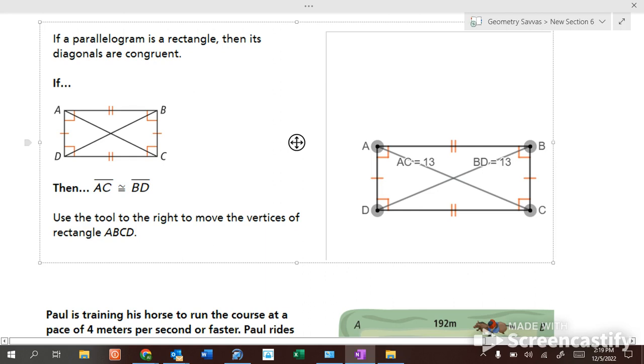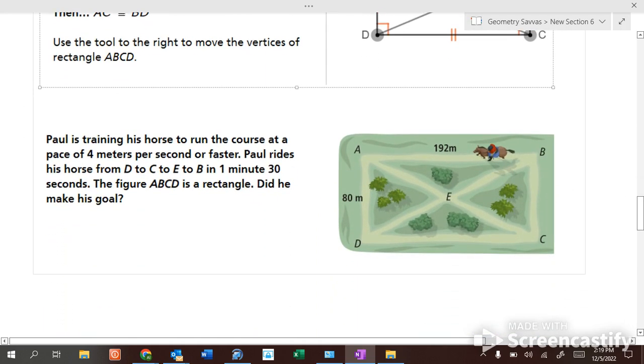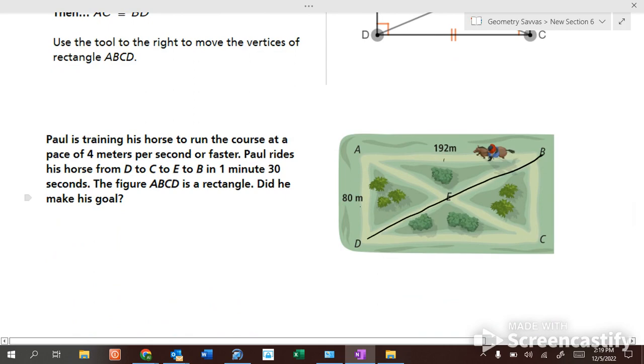Diagonals are congruent. We also know all the angles are right angles and opposite sides are congruent and all that. But the special thing about rectangles are the diagonals are congruent. So if this is 192 and this is 80, how far is it from D to B? Okay? So, maybe that's not even what it's asking, but that's something I kind of want to know.